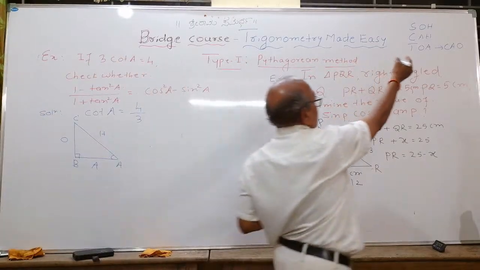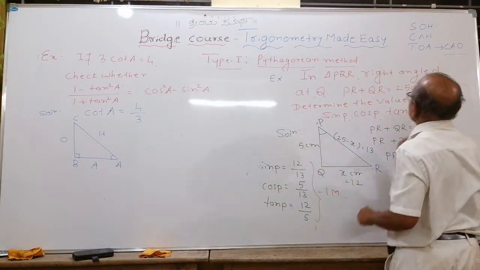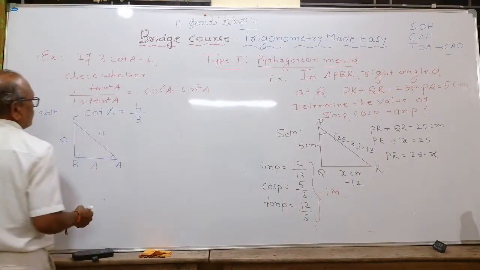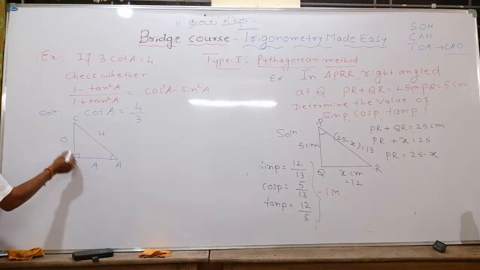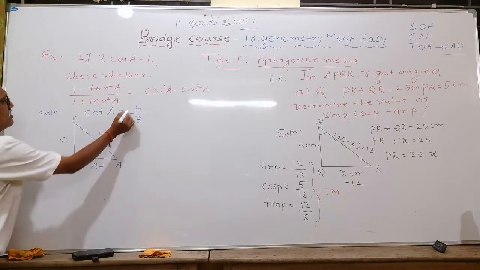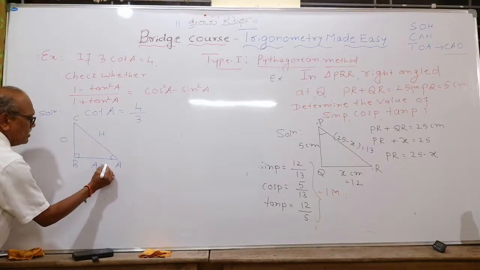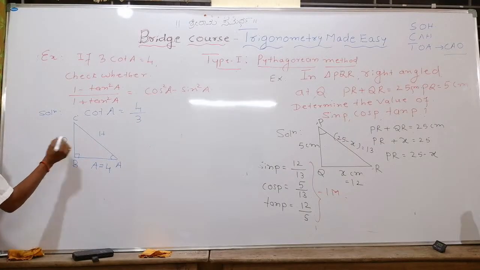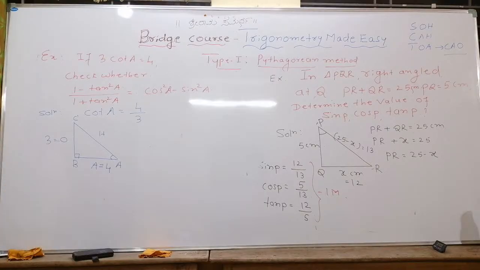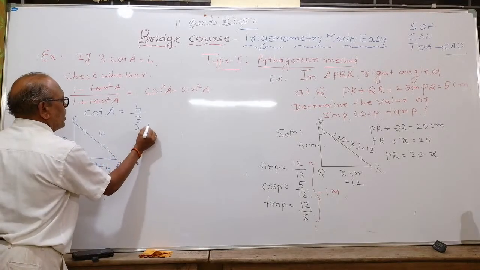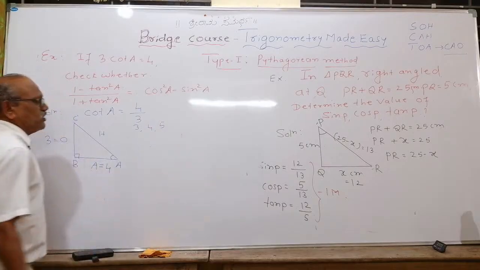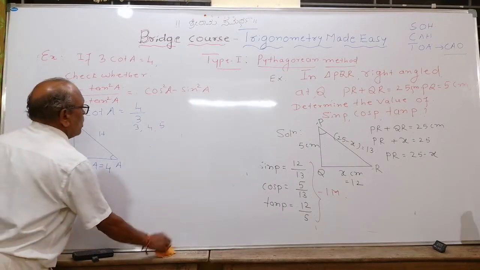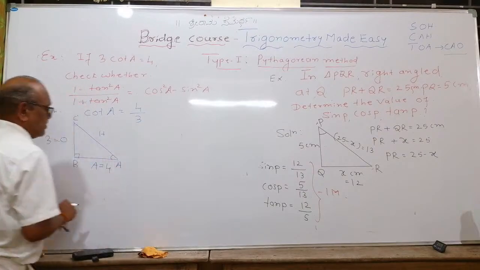Cot is the reciprocal here, adjacent upon opposite. Then what is adjacent? Adjacent is the numerator, which is 4. And opposite is 3. Now you have to find the hypotenuse using Pythagoras theorem. It is better if you remember as many Pythagorean triplets as possible. You remember 3, 4, 5 are Pythagorean triplets. A list of Pythagorean triplets will help you solve MCQs, but you have to show the steps in the written exam.